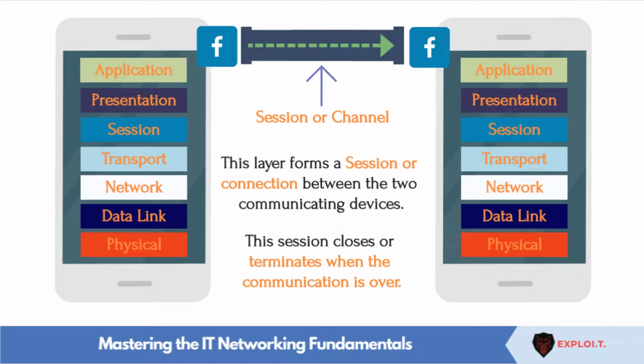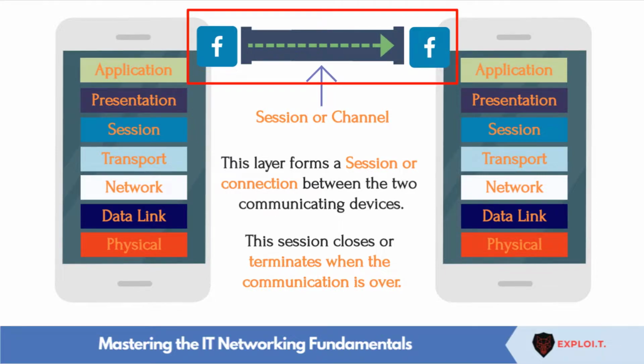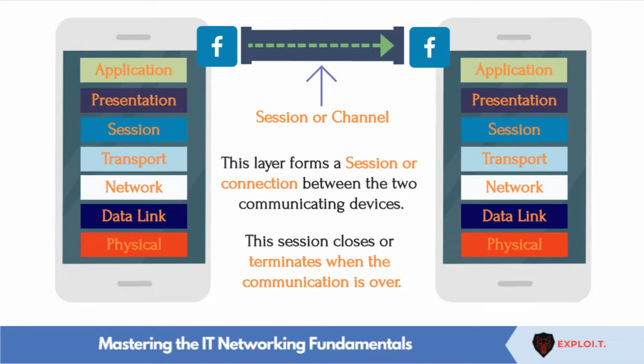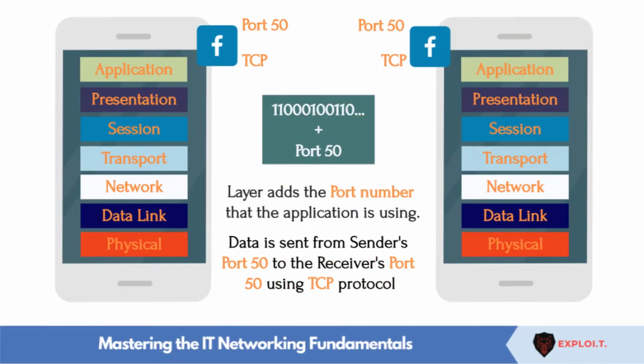So it forms a tunnel. You can see the tunnel between Facebook on the left and Facebook on the right. So it is making a tunnel between the two devices or between the two applications that are running on either side of the communication. Whenever there is no need for communication to take place, this session is terminated and closed. So after the channel is created between the sender and the receiver, the ASCII code or the data that was converted by the presentation layer comes down to the transport layer, so that here in the transport layer it can be sorted out how to transport that data.